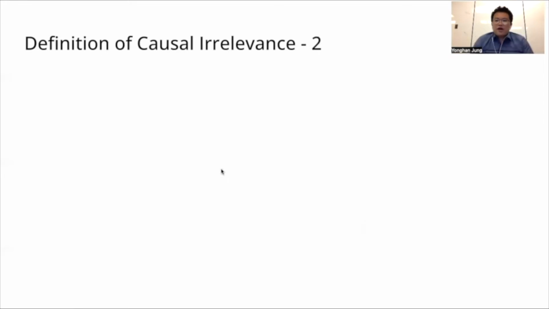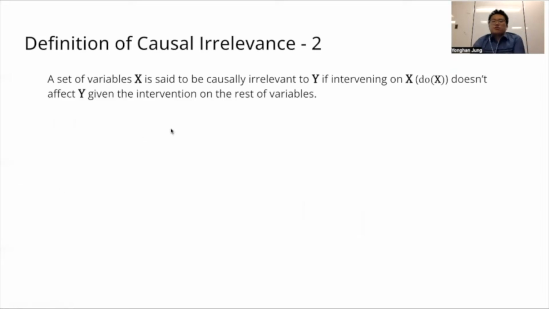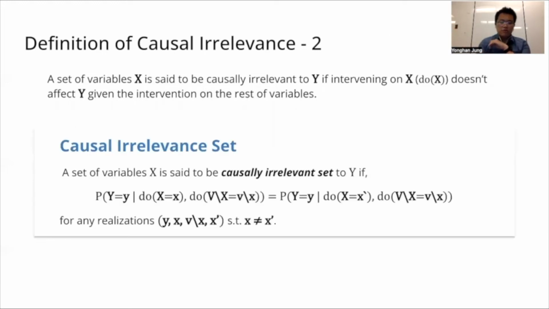We can also extend this definition by not considering this other variable W. The set of variables X is said to be causally irrelevant if intervening on X doesn't affect Y much, if we have an intervention on the rest of the variables. For example, intervening on X doesn't affect Y in a probabilistic sense given another intervention on the rest of the variables.